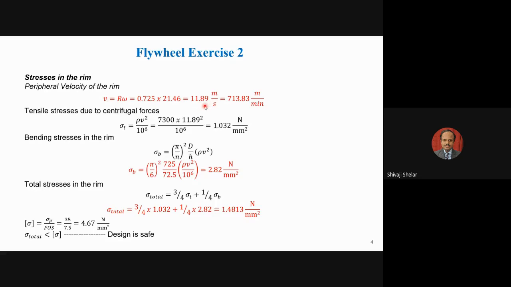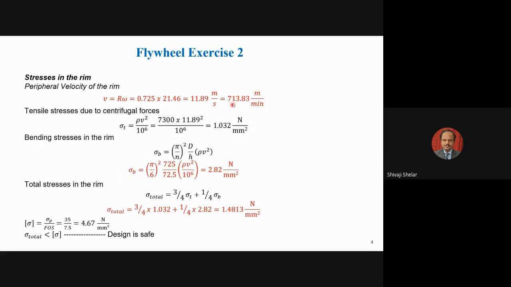So if you multiply by 60 here, the speed is 713.83 meters per minute. Now our condition, since we are transmitting power less than 75 kilowatts, is that our speed should be less than 1,500 meters per minute. This was given in the data book. So this value should be less than 1,500 meters per minute, and this value is 713.83. So we are satisfying that condition.